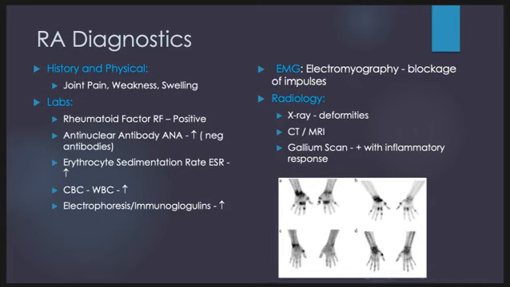Radiology exams will include x-rays. These x-rays show us what the joint space is looking like and if they have deformities in these joints. CT or MRI can also be done to help look more closely at the soft tissues surrounding the joints. EMG or electromyography can also be done to measure muscle movement and muscle response times.